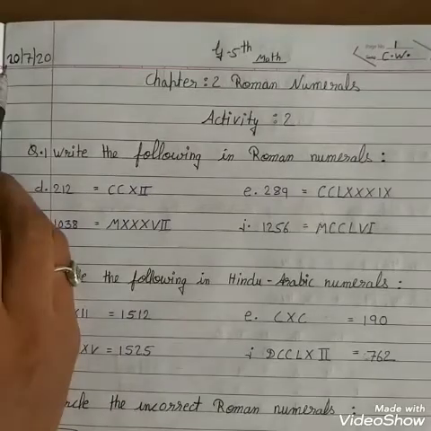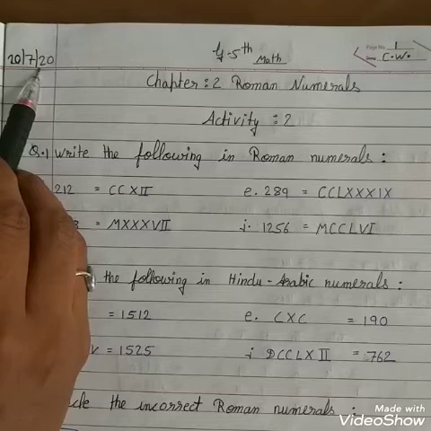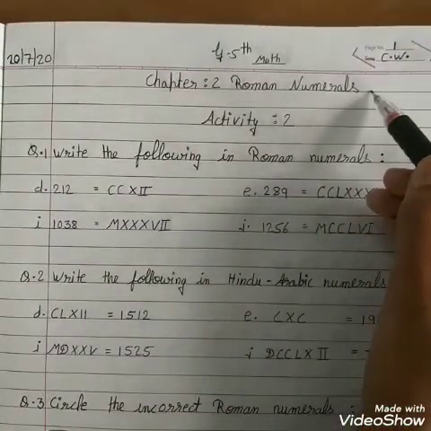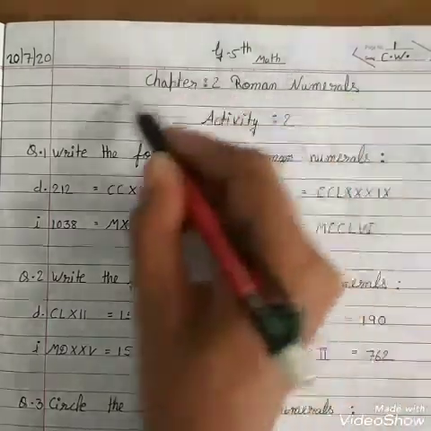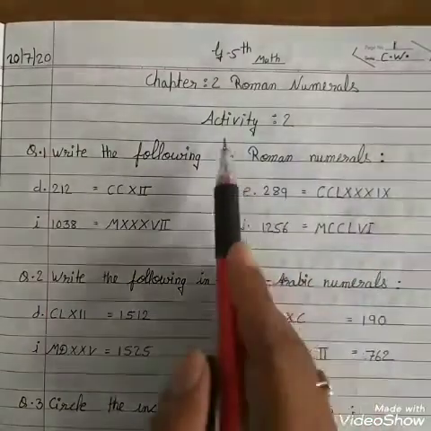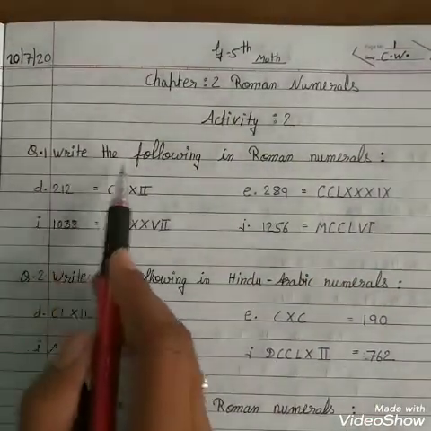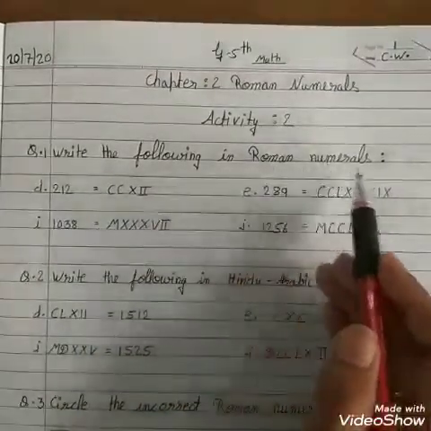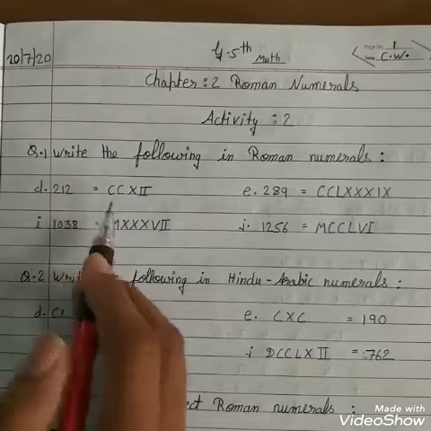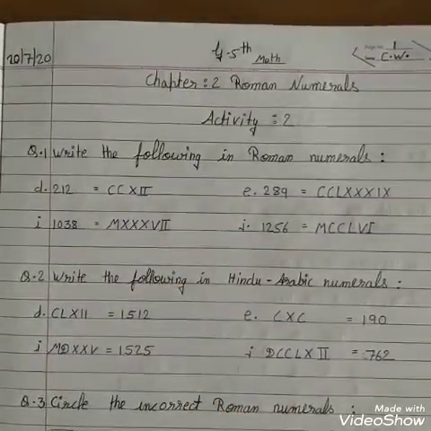Okay, today's date is 20 of July 2020 and we already started chapter 2, Roman numerals, and we are doing all work in classwork, activity 2. Now come to question number 1. Write the following in Roman numerals. We have Hindu-Arabic numbers and we have to write them in Roman numerals.